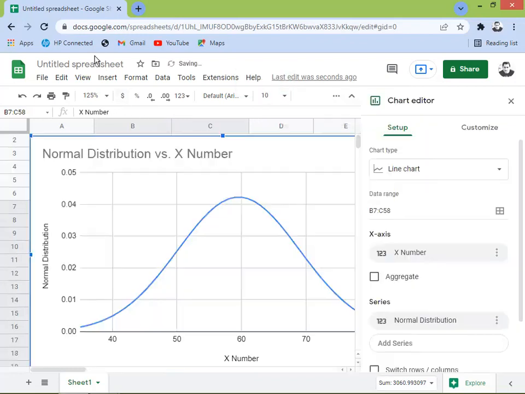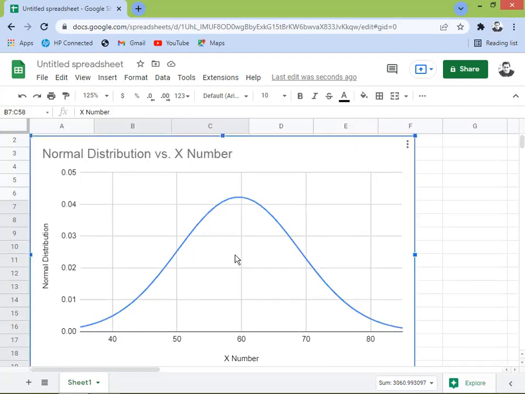It's not working. Okay, it's working now. Let's see if we can read it. Yeah, we can read it.